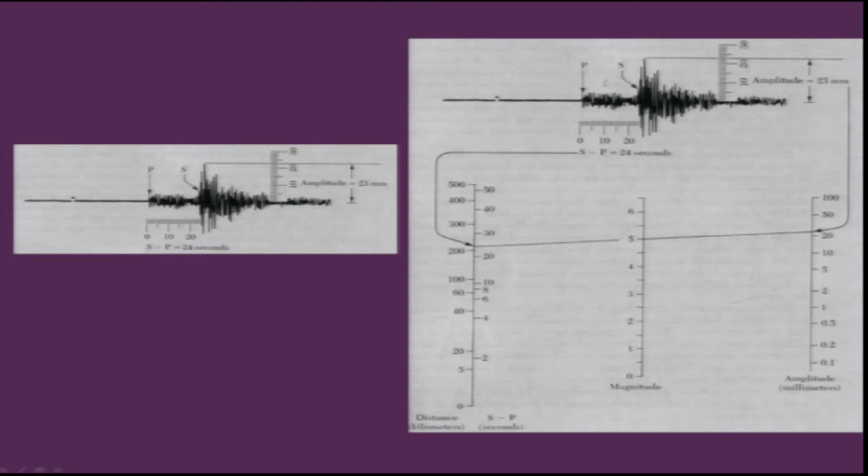With this, Richter developed a logarithmic scale and magnitude. So if the difference between the arrival of the P and S waves is around 24, and the amplitude is around 23, you connect this line and you will get the magnitude of that particular event.